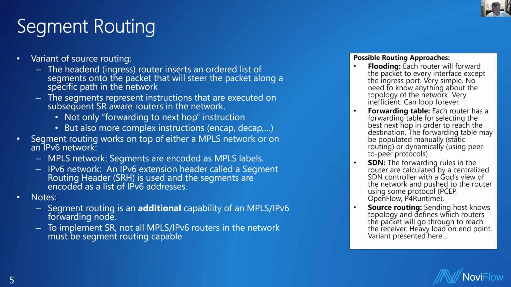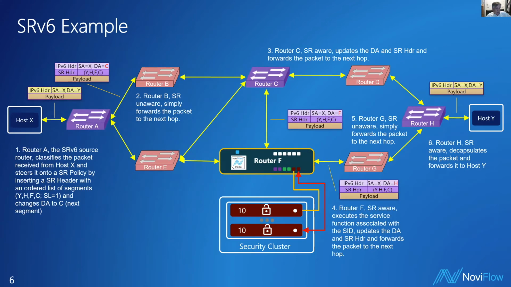Please note that segment routing is an additional capability to an existing MPLS or IPv6 forwarding node, and not all MPLS or IPv6 routers in the network need to be segment routing capable. Here's an SRv6 example that shows how a network may process a packet. So imagine host X wants to send a packet to host Y on the other side of the network.